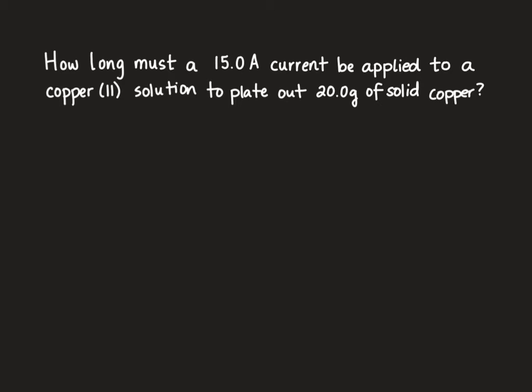And as always, we'll be starting with our half reaction. So a copper 2 solution contains copper 2 plus ions. Those copper 2 plus ions will gain 2 electrons to plate out solid copper. So we have a 2-to-1 mole ratio for our copper ions. Now we're going to start on our actual mathematics.